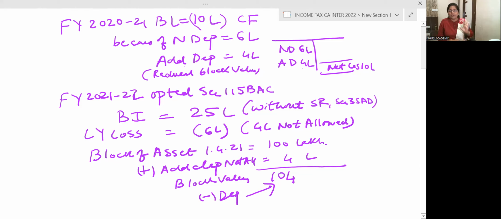No, 4 lakh you are not allowed. Additional depreciation normally is not allowed in 115BAC. So why should we allow additional depreciation here?